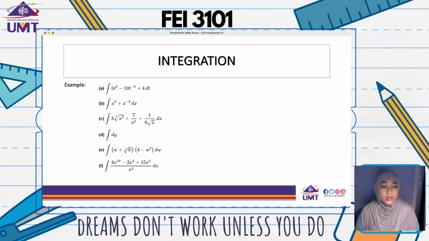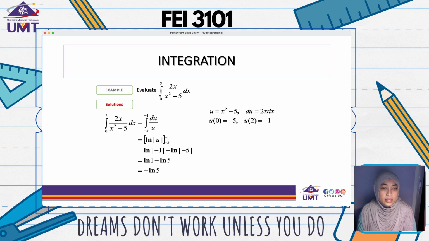Now, what is this? This is normal. We're going to have a look at the solution for this one. We want to integrate from 0 to 2 of 2x divided by x to the power of 2 minus 5 dx. Using the substitution method as well, you get the answer as negative ln 5.